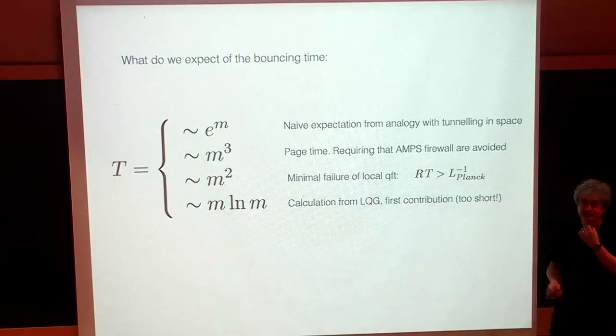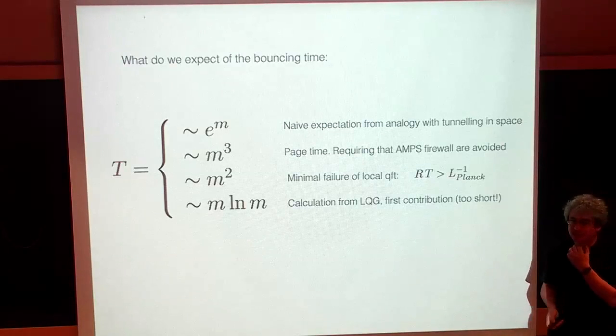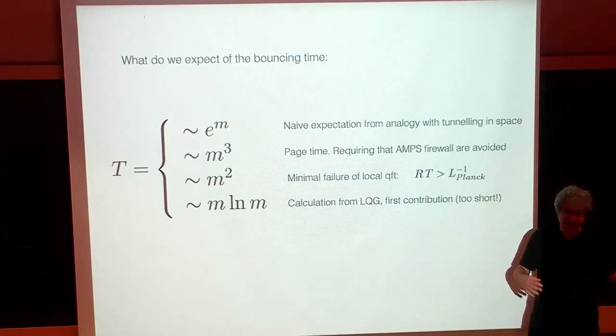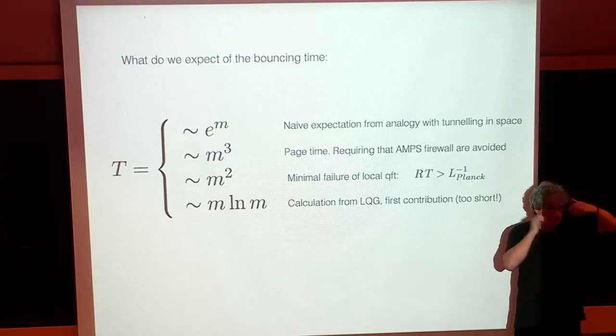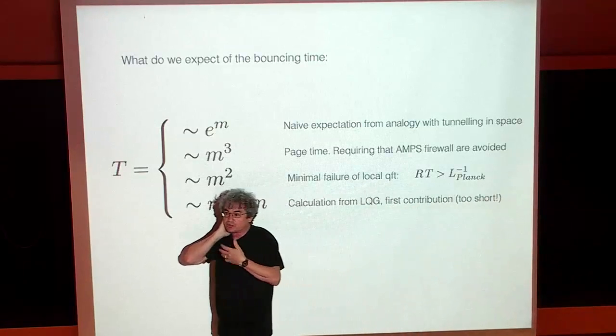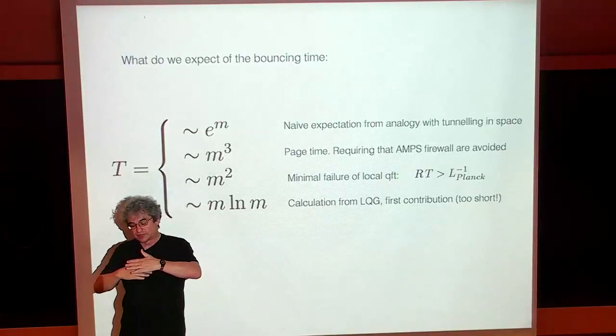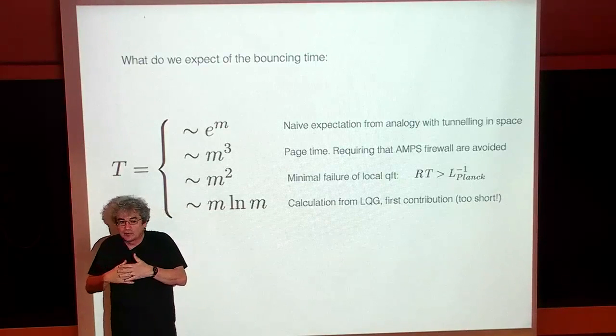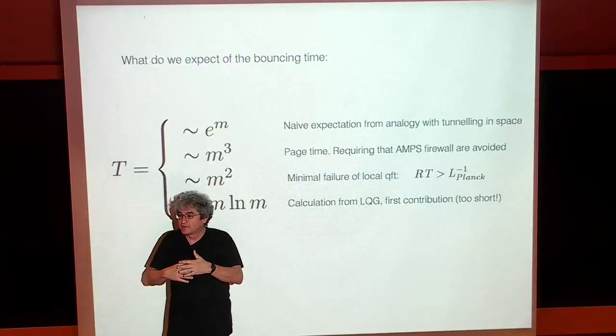First guess, this is what Don Marolf came out with as soon as I told him that. Oh, of course it's exponential in the mass. Why? Well, because this is a tunneling. You have a classical metric, a history, which is not a solution of the equation of motion at some point, so it violates it. This, of course, can happen in quantum theory, if this is an effective description of a tunneling phenomenon.